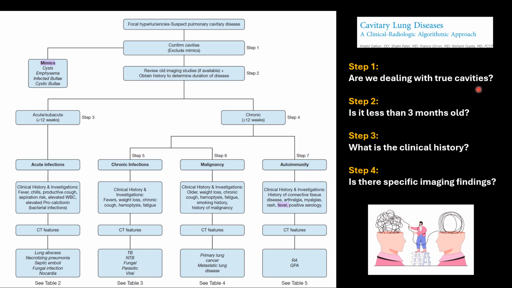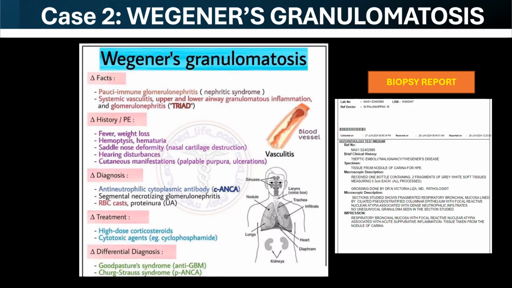So these are the four important questions that we are going to look at in any cavitating lung disease. So what did it turn out to be in our patient? It turned out to be Wegener's granulomatosis. Now we have started calling it granulomatosis with polyangiitis. Fine way of brushing things under the rug.